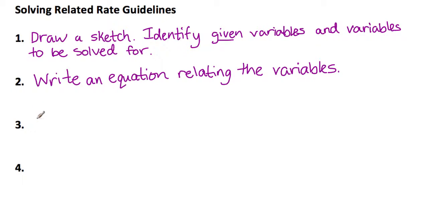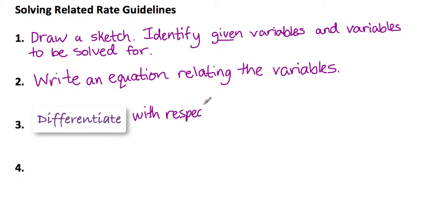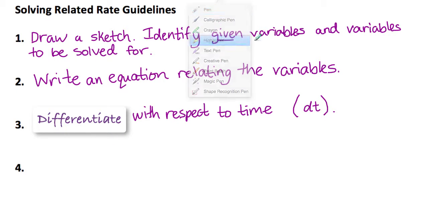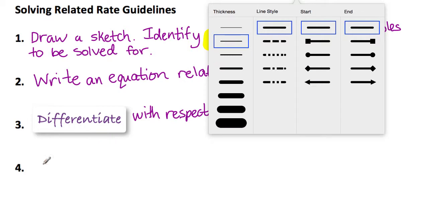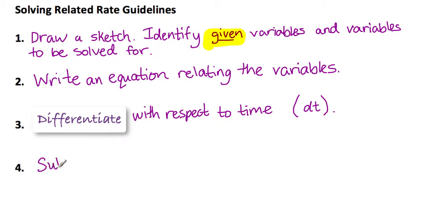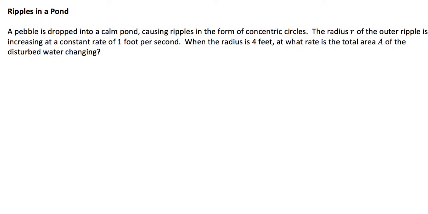So you want to write some type of equation relevant to the scenario in the problem. Okay, once we have an equation, that's when we get to do the fun stuff. We're going to differentiate the equation that we have using implicit differentiation with respect to time. Last but not least, once we differentiate with respect to time, we go back to our given information and we're going to simply substitute and solve for what we were looking for. All right, so now let's do a couple examples.